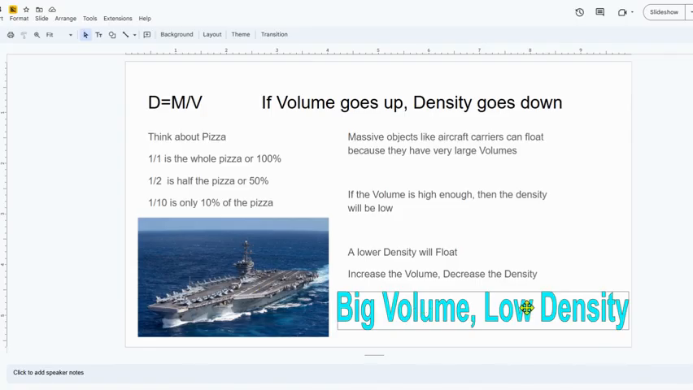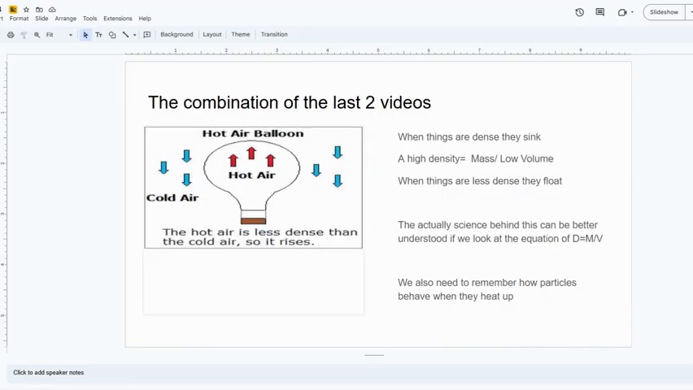And you're like, oh, okay, Wadsworth, why are you talking to me about this right now? Well, let's go back to heating things up. If I heat something up, it's going to expand and get bigger. So if I heat this balloon up, I heat up the air, it gets bigger. That is going to cause it to have a bigger volume. That's actually going to cause it to have a lower density. If you have a lower density, then you're going to float.